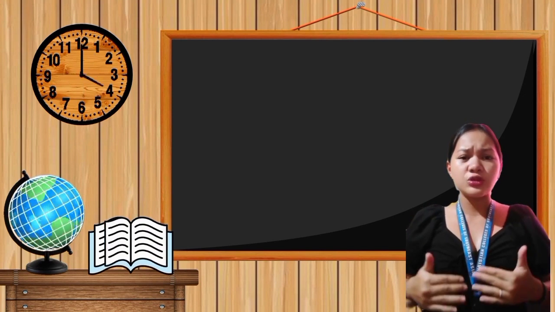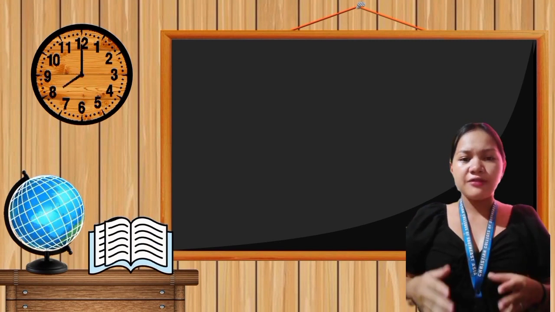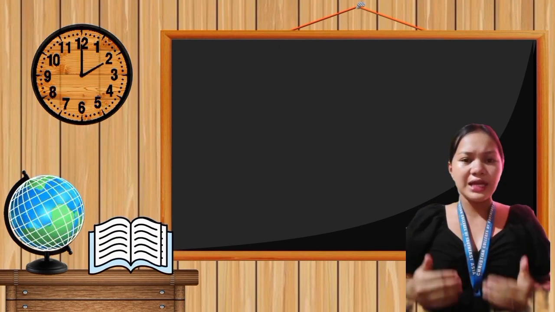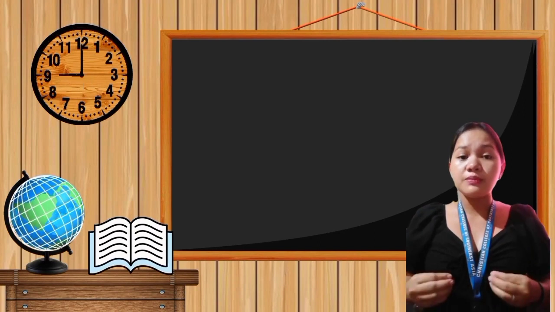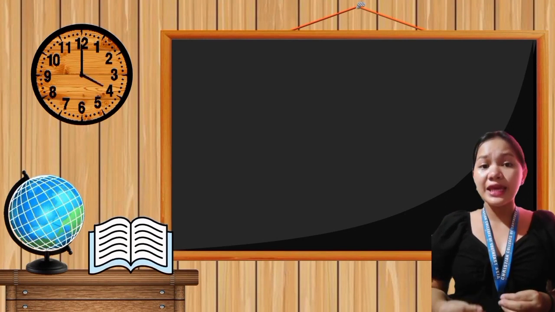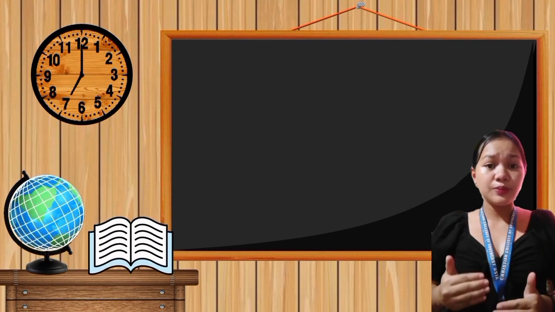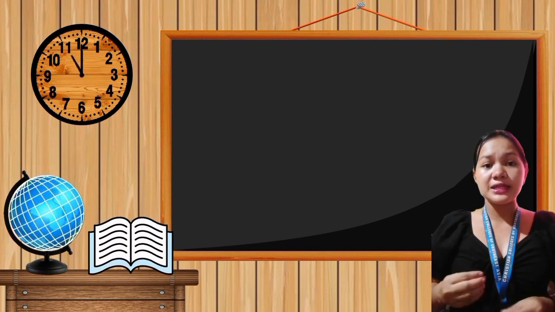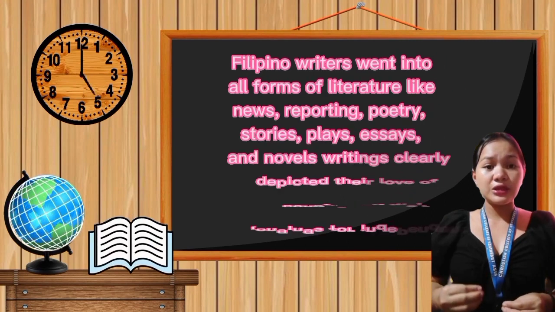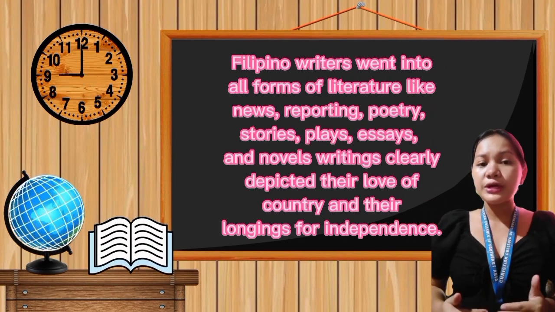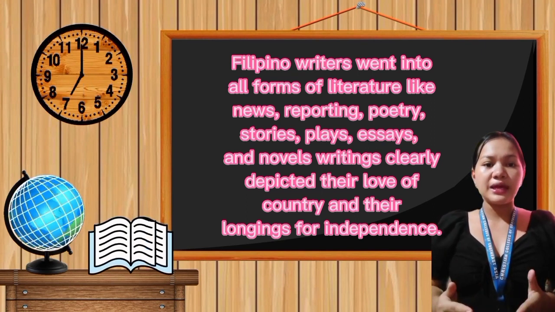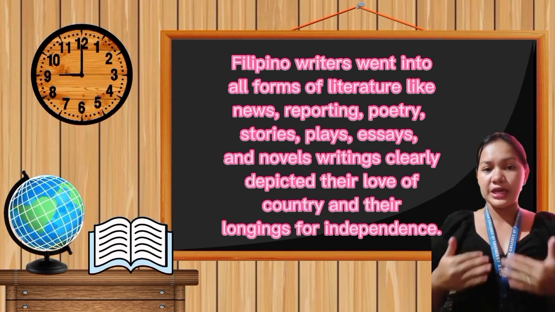Also, during this time, Hollywood came to the Philippines in the form of movies and vaudeville shows, which in turn pushed to the countryside the earlier forms of entertainment and stage performance from the Spanish period. In this way, the urban theaters of yesterday became the rural theaters of today. One-act plays began to be performed in university campuses, along with the technique of writing short stories and free verse poems. Filipino writers went into all forms of literature like news reporting, poetry, stories, plays, essays, and novels. Writings clearly depicted their love of country and their longings for independence.